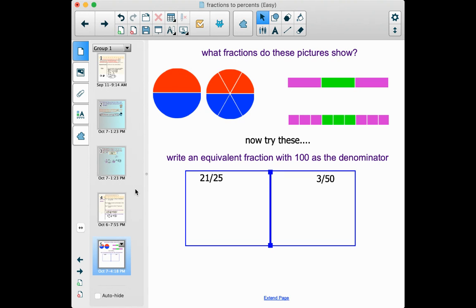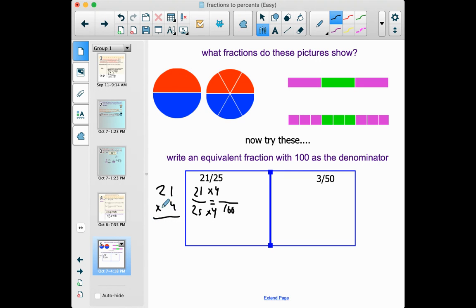All right, so we're going to write an equivalent fraction with 100 as the denominator. So I got 21/25. I want to find something I can multiply 25 by to get 100, and that number is 4. So 25 times 4 gives me 100. If I multiply the bottom by 4, I have to multiply the top by 4. 21 times 4, if you need to write that down, go ahead. Multiply it out. 1 times 4 is 4. 2 times 4 is 8. So I get 84. 84 out of 100 means this is 84%.